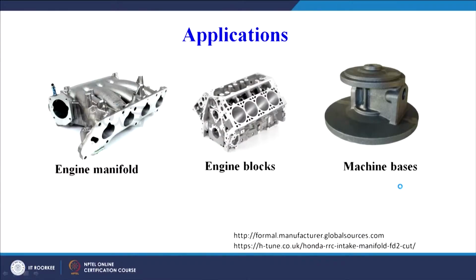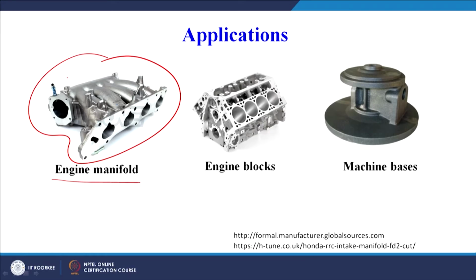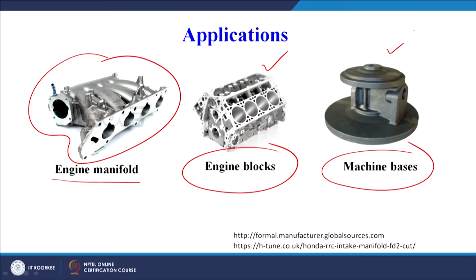So, this type of process capability tables are available and we must make use of these tables when we are designing our product. Now, let us see the applications for sand casting. We can see the engine manifold, you can see the complexity of the product here, and this can easily be made by sand casting. Engine blocks can also be made, machine bases can be made by casting. So, if you look at these three things, all of them are large size and fairly complex geometries.